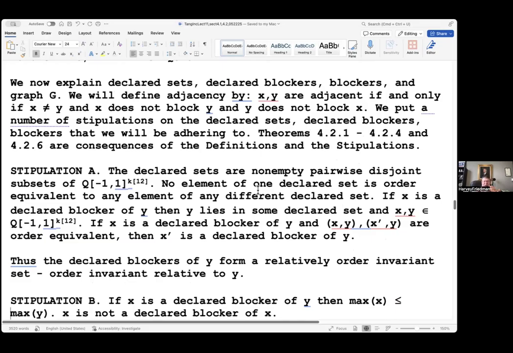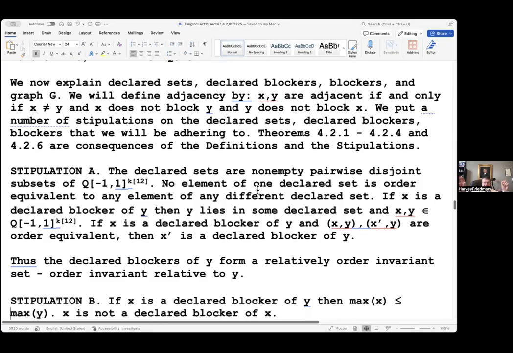The declared sets are the basic things that can get blocked. Other things can get blocked because of order equivalence. You'll see what I'm talking about in a second. The declared sets are non-empty pairwise disjoint sets. No element of one declared set is order equivalent to any element of any other.